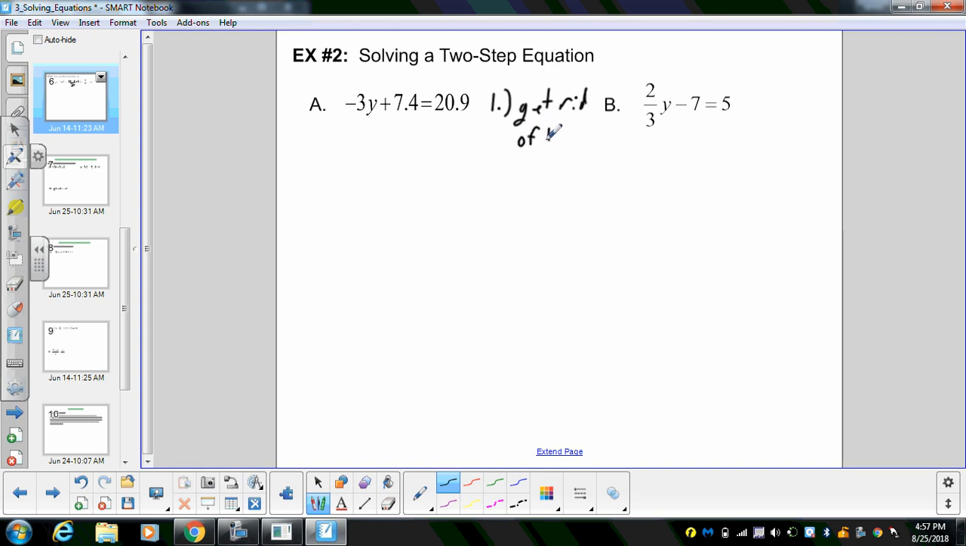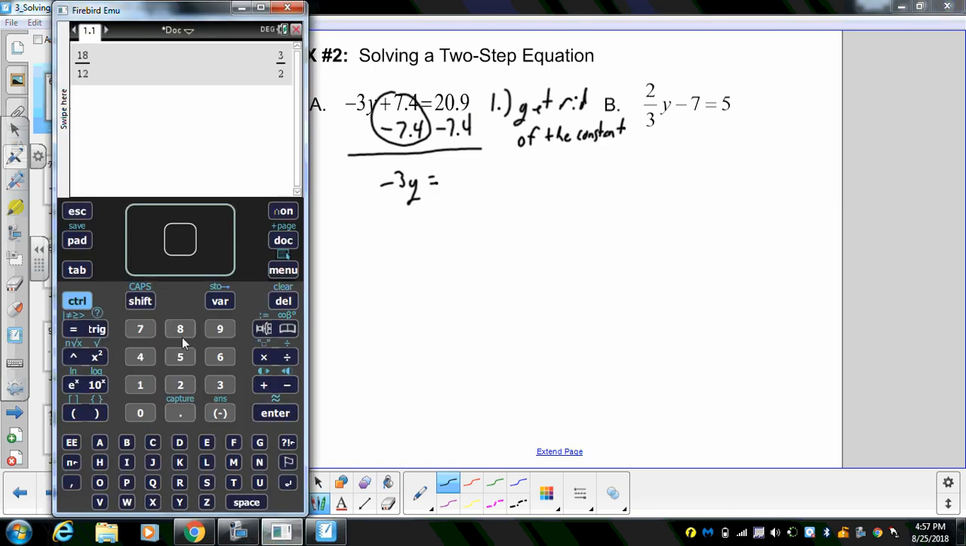of the constant. Alright, so that's the first thing we're doing. The constant in this situation is positive 7.4. So the inverse of adding 7.4 is subtracting 7.4. So we're left then with negative 3y. So here we get 20.9 minus 7.4. If you're not good with your decimals, you just type that in your calculator, 20.9 minus 7.4, and we get 13.5.